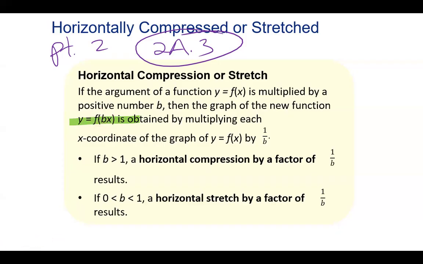So how does this affect our X? Well, that means we're multiplying each of our X coordinates not by B, but by 1 over B. Does anyone know what 1 over B is called? Starts with an R. Reciprocal. You're multiplying by the reciprocal.